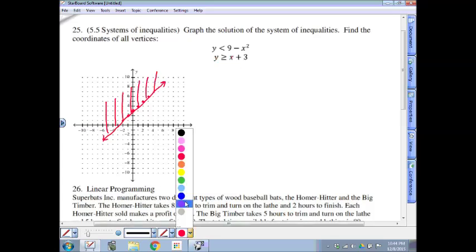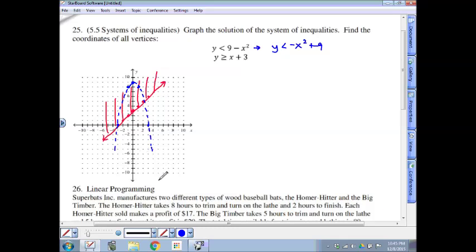Now the top inequality, 9 minus x squared, changes into negative x squared plus 9. The plus 9 moves the graph up 9 units. The negative sign flips it upside down. So it's a parabola that's up 9 units, but upside down. And it's a dotted parabola because it's just less than and not less than or equal to.